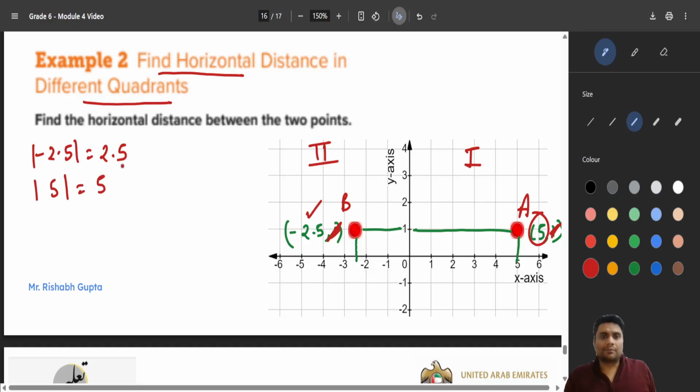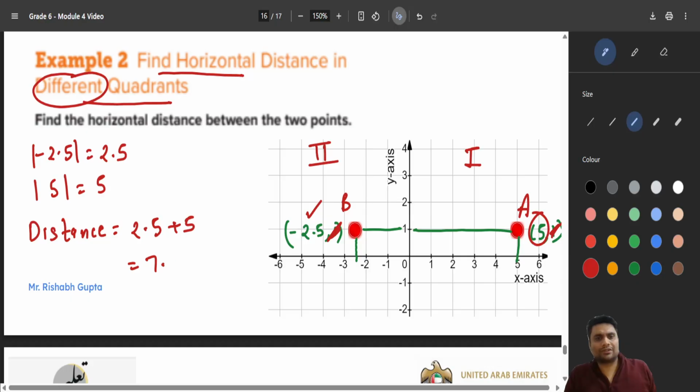5. But when they are in the different quadrant, you will not do minus, you will do plus. So the distance between them will be 2.5 plus 5, which is equal to 7.5. You can check it from the graph also. See, 1, 2, 3, 4, 5, 6, 7, and then this is 7.5.